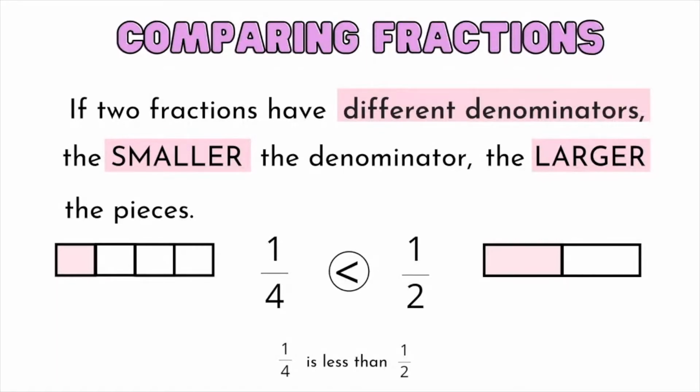Let's take a look. Here you have 1/4. So I drew my shape, 4 pieces, shaded 1. That's 1/4. Here I have 1/2. I only need 2 parts, and I shade in 1 part. Which one is bigger, 1/4 or 1/2? Yes, you're correct. This is bigger. So 1/4 is less than 1/2.